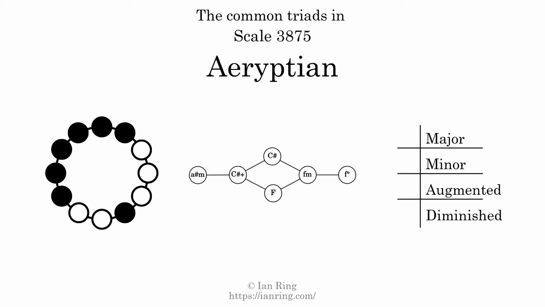The diagram in the center is a graph of parsimonious voice leading between triads. There are 2 major triads. There are 2 minor triads. There is 1 augmented triad. There is 1 diminished triad. There is no Hamiltonian path through the graph that uses all the triads.